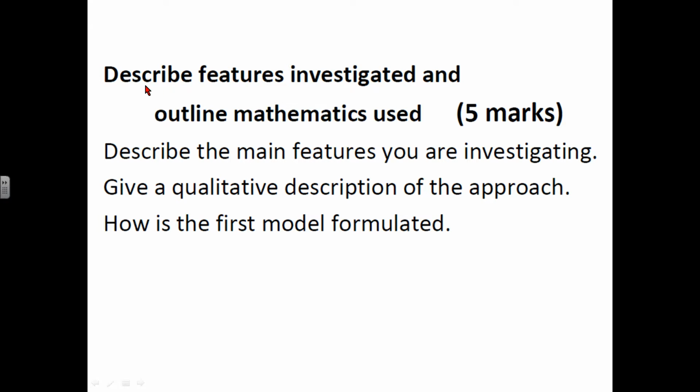So we have 5 marks associated with describe features investigated and outline mathematics used. So what does this mean? Describe the main features you are investigating. That's the first thing we did. Give a qualitative description of the approach. So we're avoiding mathematics here. We're saying what's going to be solved, as if you're talking to a layman, or like a news reporter. Imagine something like that, and that's the sort of description you're looking for.